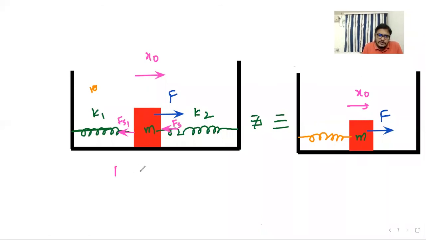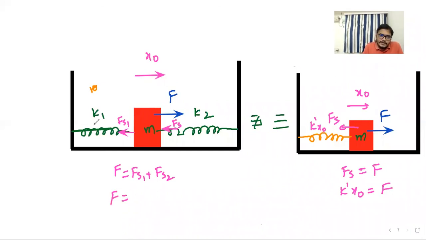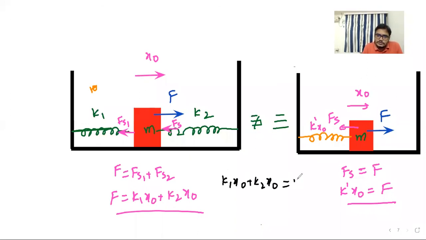F is equal to Fs1 plus Fs2. Here, the spring force is Fs, and Fs is equal to F. Can you say what this Fs is? K dash x naught. K dash x naught is equal to F. Here, Fs1 means what? K1 x naught. Fs2 means K2 x naught. From these, we can equate K1 x naught plus K2 x naught is equal to K dash x naught.